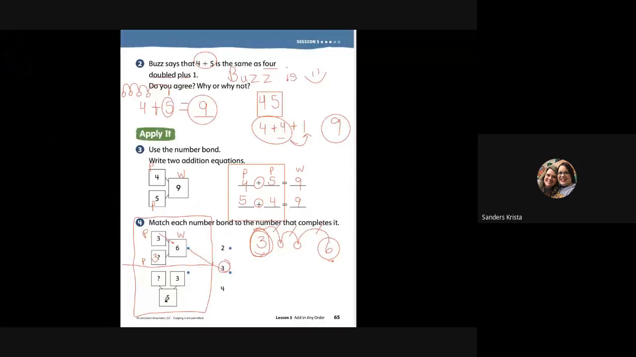Okay. Here we have 5, 3, and blank. We know that this 5 is my whole, 3 is my part, and blank has to be my part. So I can count on from 3 up to 5. 3 is my part and 5 is my whole. Count with me. 3, 4, 5. Let's count our jumps. 3, 4, 5. How many jumps did we make? 2. 2 is our missing part.